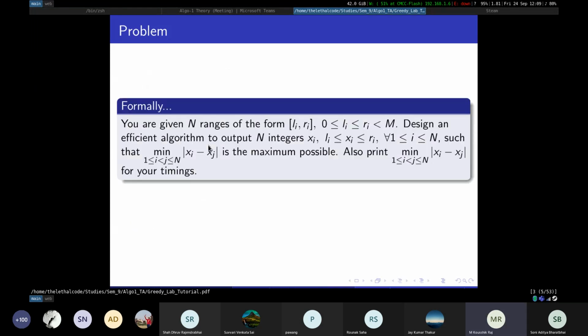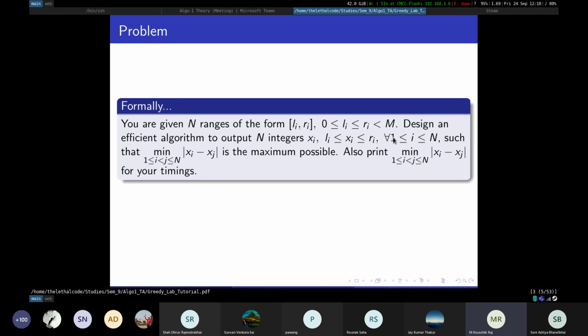So if you want the problem in more formal terms, you are given n ranges of the form Li, Ri. You can treat them as segments in a 1D plane, with Li and Ri ranging from 0 to M. You have to design an algorithm that outputs, for each range, a particular integer which is in that range, such that the minimum difference between any two integers you have output is maximum possible. So this is basically the problem in 3 lines.